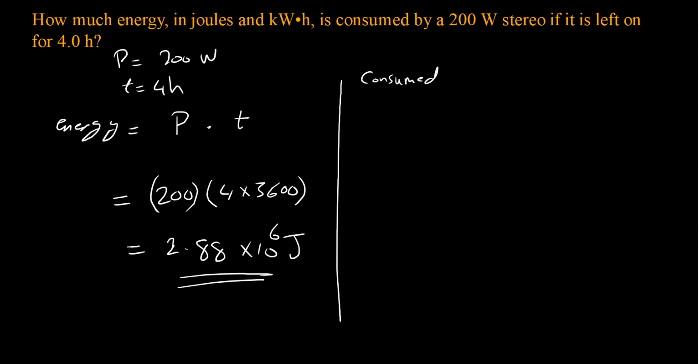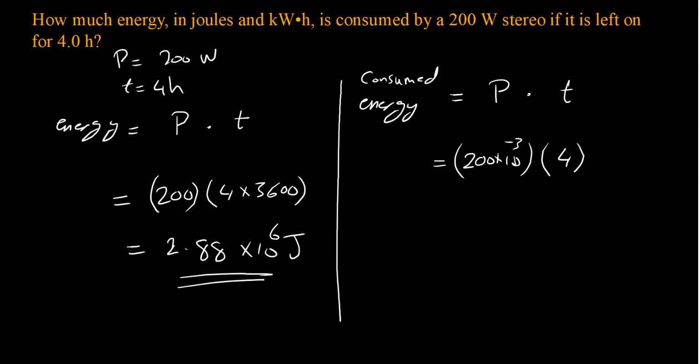All right, let's do the consumed energy. That will be again the power multiplied with the time. The power must be converted to kilowatt, and the time we keep it in hour, which is already there, it is 4. That will give us 0.8 kilowatt hour.